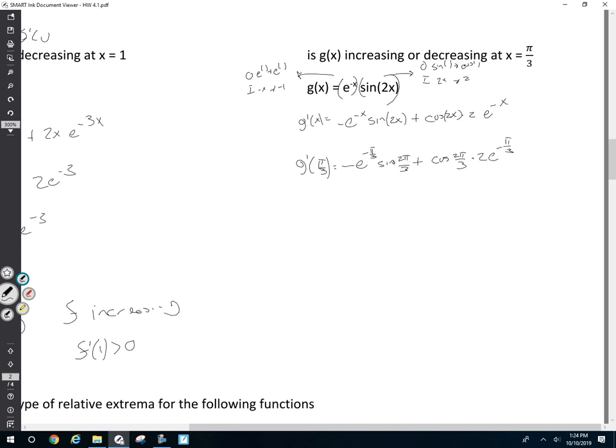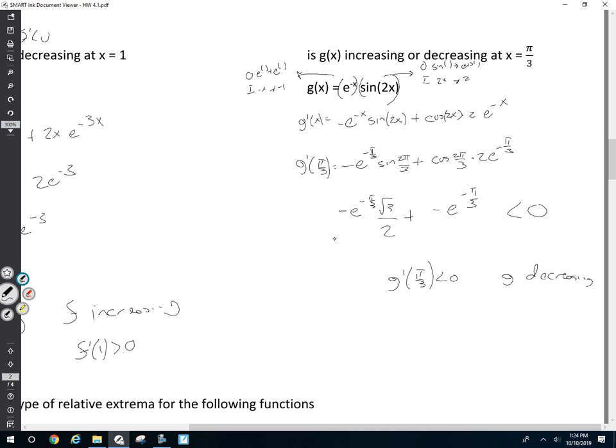Sine of 2 pi over 3 is root 3 over 2. So I have negative root 3 over 2, and then this is cosine 2 pi over 3, negative a half. Negative a half times 2 is negative 1. Okay. I know I have a negative amount of e to the negative pi over 3s. I know I have a negative amount here. If I add them together, it's definitely going to be negative. So g prime of pi over 3 is negative. So g is decreasing.